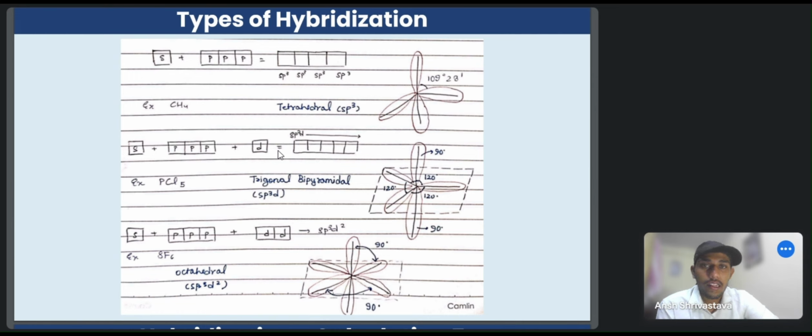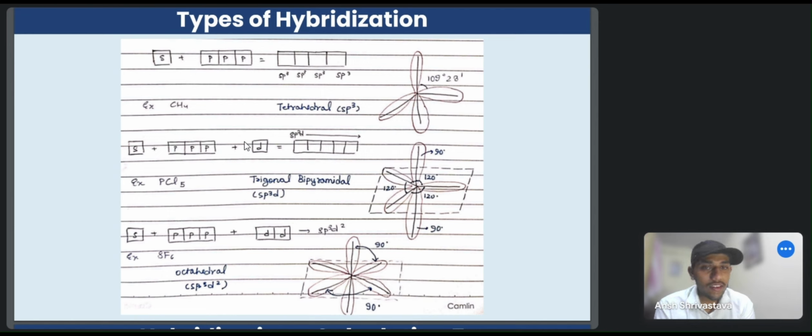Coming to the next type, sp3 hybridization. In the case of sp3 hybridization, we have 1s and 3p orbitals. The bond angle formed is 109 degrees 28 minutes, and the geometry is tetrahedral. An example of tetrahedral geometry is CH4.